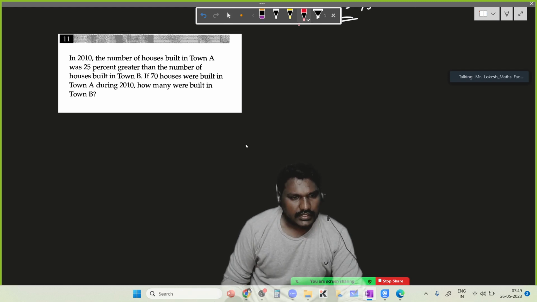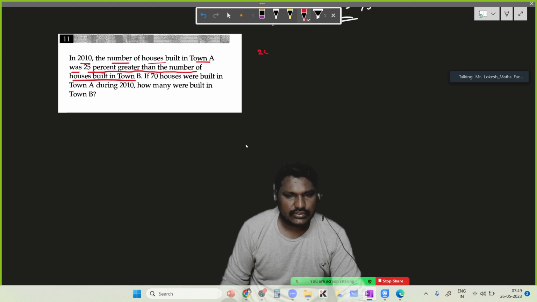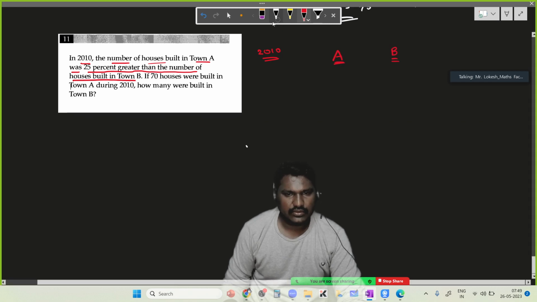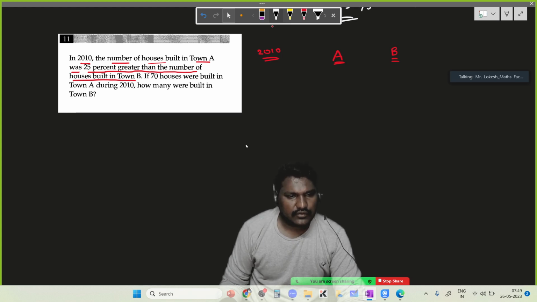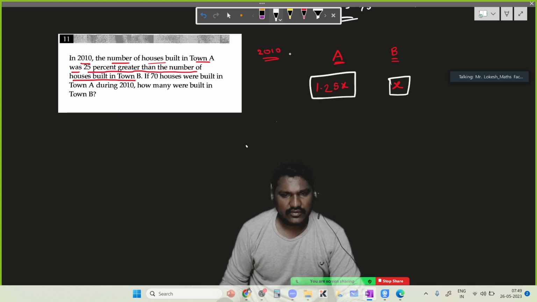In 2010, the number of houses built in town A was 25% greater than the number of houses built in town B. So in 2010, there are two towns: town A and town B. The number of houses built in town A was greater than the number of houses built in town B. So if X houses were built in town B, then town A would have 25% more, that means 1.25 times X. So this is 1.25 times X, and this will be X during 2010.